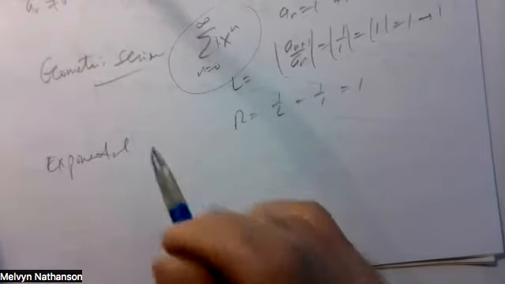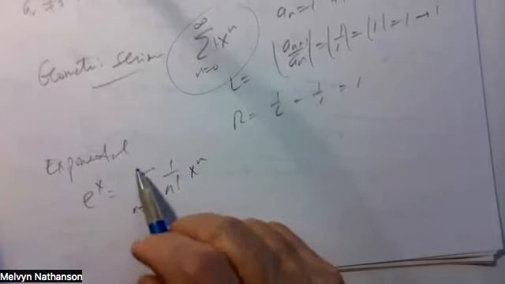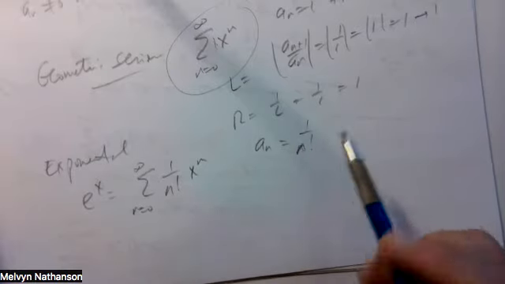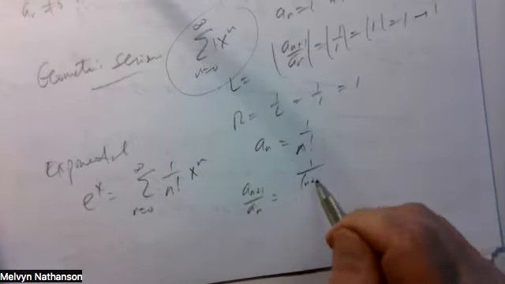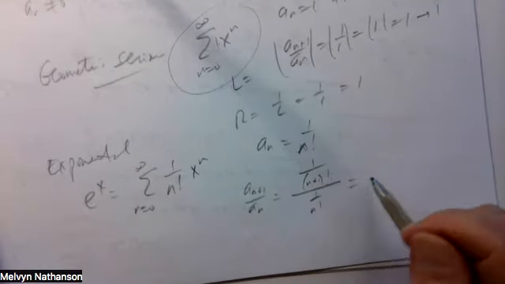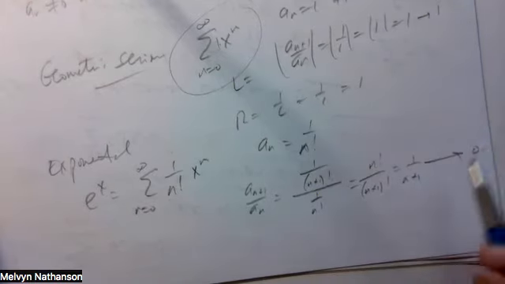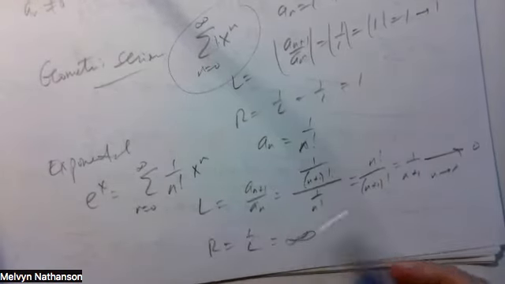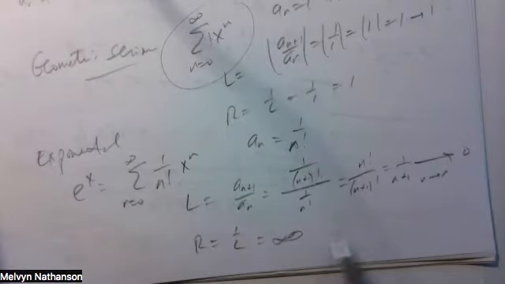Suppose I take the exponential function, e to the x, which is the summation of 1 over n factorial times x to the n. So for this series, the nth coefficient, the coefficient of x to the n, is 1 over n factorial. So what is a n plus 1 over a n? It's 1 over n plus 1 factorial over 1 over n factorial, which is n factorial over n plus 1 factorial, which is 1 over n plus 1, and that goes to 0 as n goes to infinity. So L is 0, so R, which is 1 over L, is infinity. And this explains in part why the exponential function power series converges for all x. The radius of convergence is infinity, meaning it converges for all x.